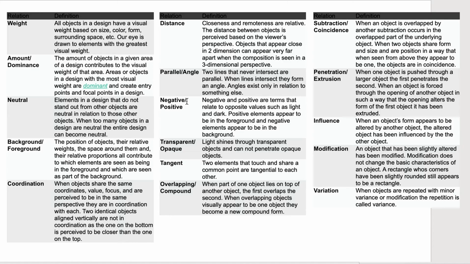So for instance, influence. I'm just going to randomly pick one. When an object's form appears to be altered by another object, the altered object has been influenced by the other object. Perfect example of that is the logo that we previously looked at of the panda. The black spaces appear to be cut out because of the white overlay. Sketch that. See how you could use that to sketch a design. And then you just do it with basic shapes.